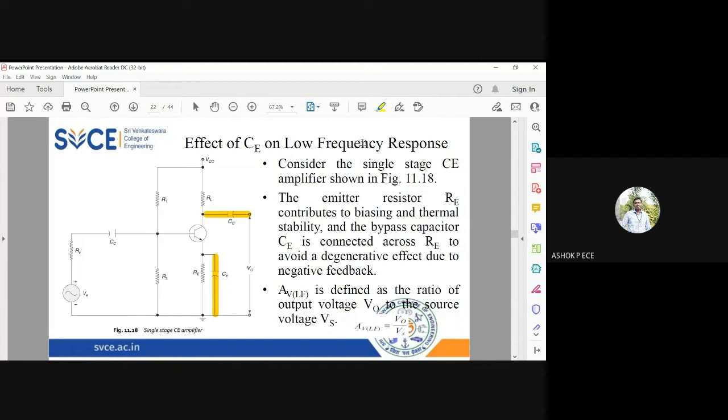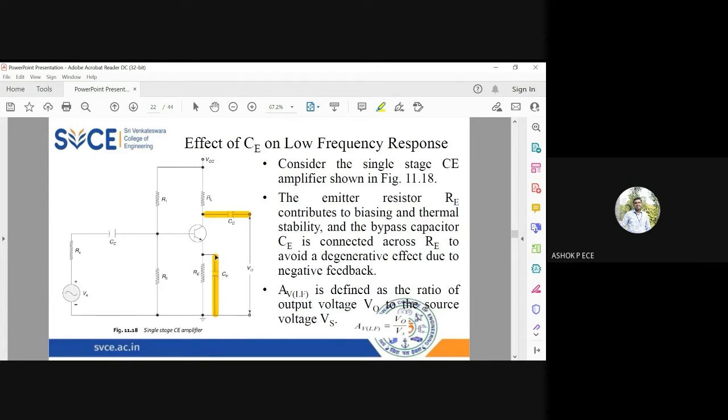So in all common emitter amplifier circuits, this is the standard circuit we are going to follow. We are going to have voltage divider bias, and input coupling capacitance we have, output coupling capacitance we have, and we are adding RE for bias stabilization. But to minimize the effect of RE on the circuit, I'll be adding a parallel capacitor CE parallel to RE, and the CE is called as bypass capacitor.